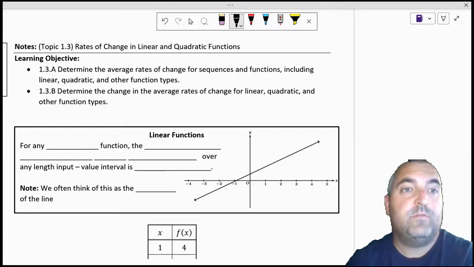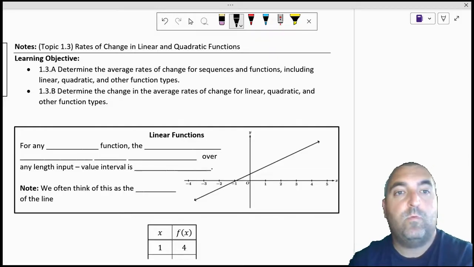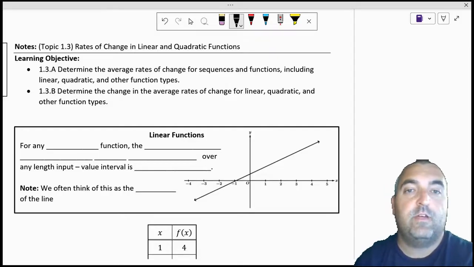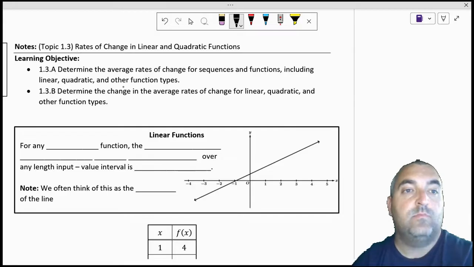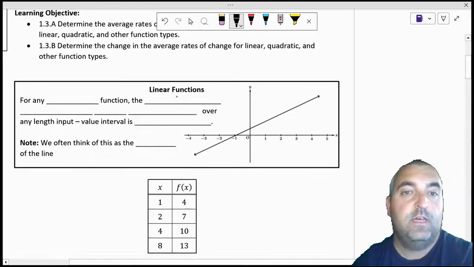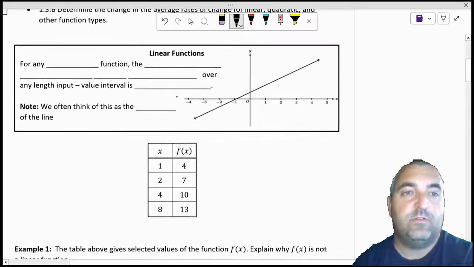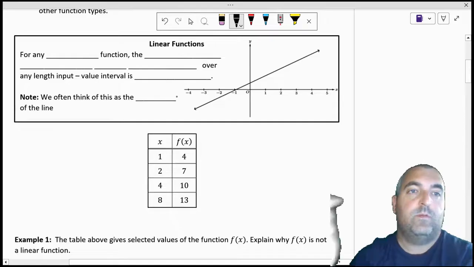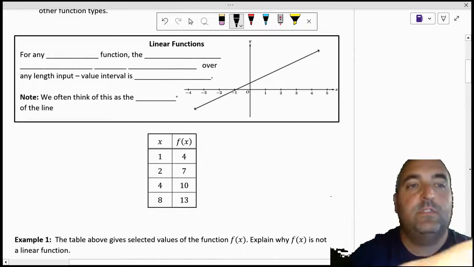Hello everybody, Mr. Rubo here, and today we're going to do topic 1.3, rates of change in linear and quadratic functions. So similar to last topic, but this one is more specific to linear and then quadratics. This video is going to focus on linear though. So we're going to first talk linear functions.